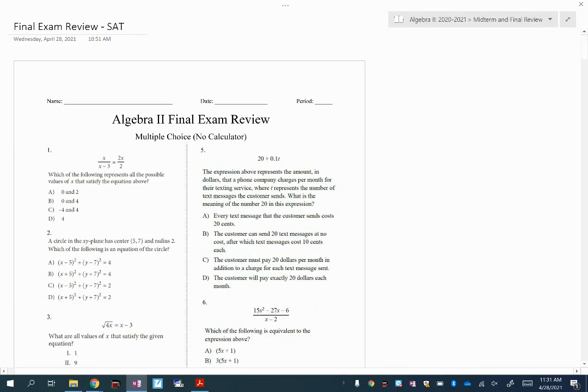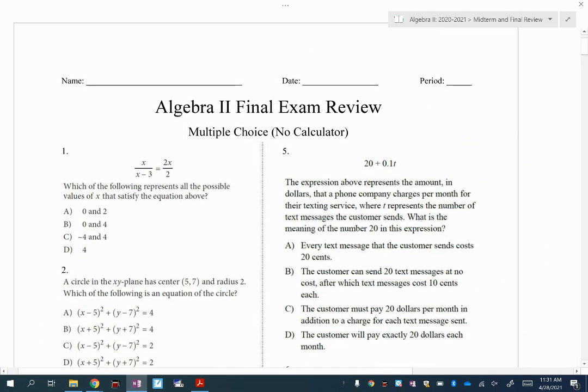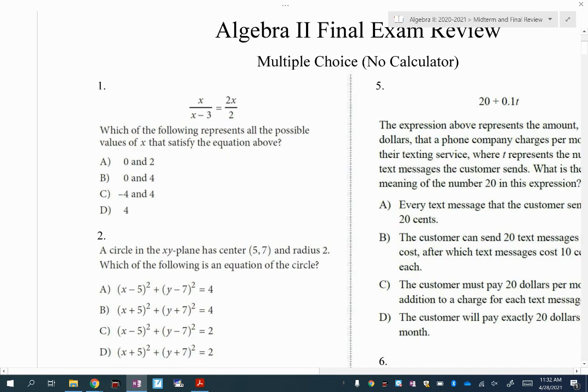All right, here we go. Now, I broke these questions down by no calculator and calculator, and that's how the exam will be. So make sure that you're prepared that some of these questions you will not be able to use a calculator. All right, so let's start with the first one.